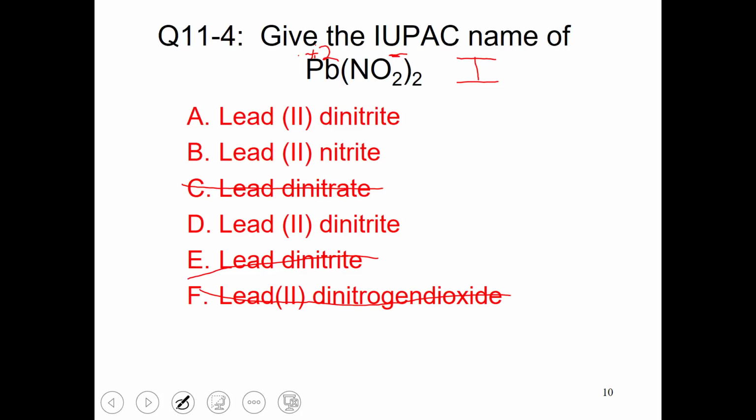So, let's see here. I see these two are the same choices. Whoops, I thought I fixed that one semester. But I do know that this is going to be lead with a 2 charge and that this is the nitrite ion. And we do not need to say di. Remember, ionic compounds are all about oxidation states.